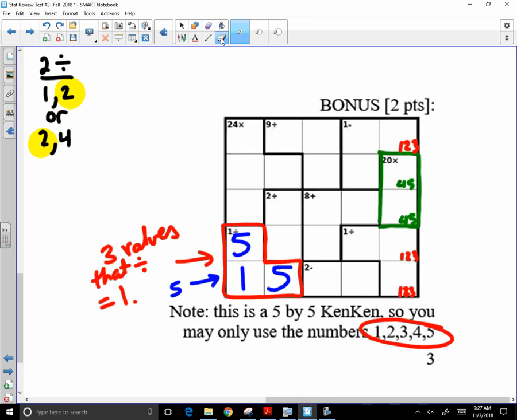I also can use that 1 in the lower left-hand corner to help me at least narrow it down over here. I know that this has to be 2 or 3 now. It's a little bit, but it's a step in the right direction. Over here, I know that these have to be 2, 3, or 4.